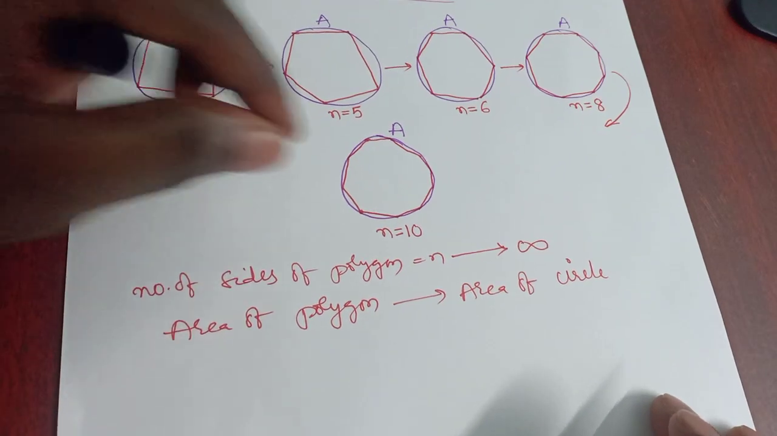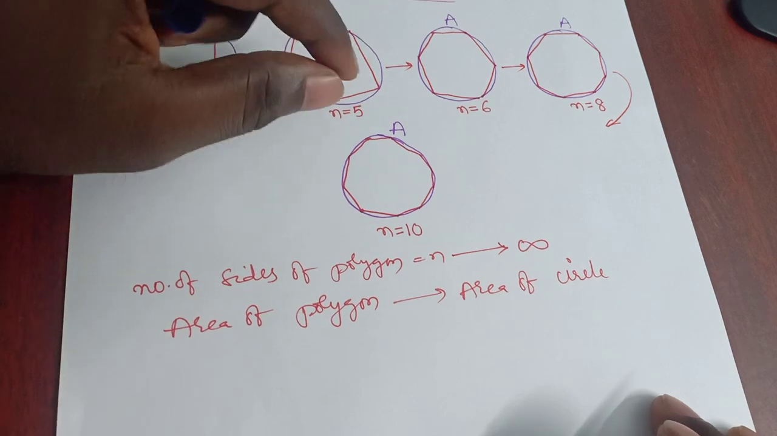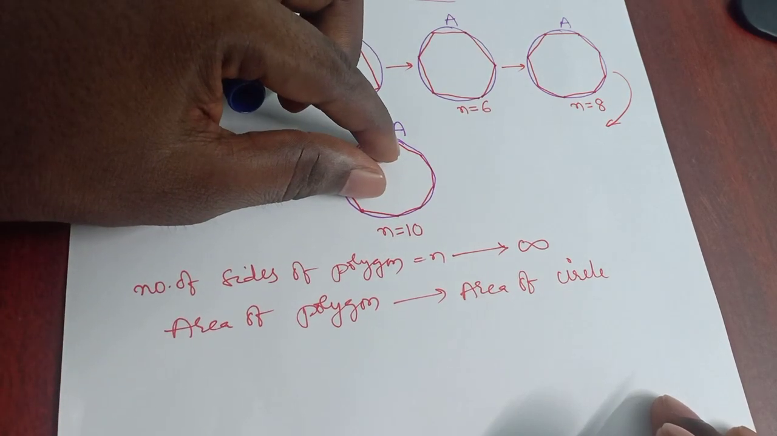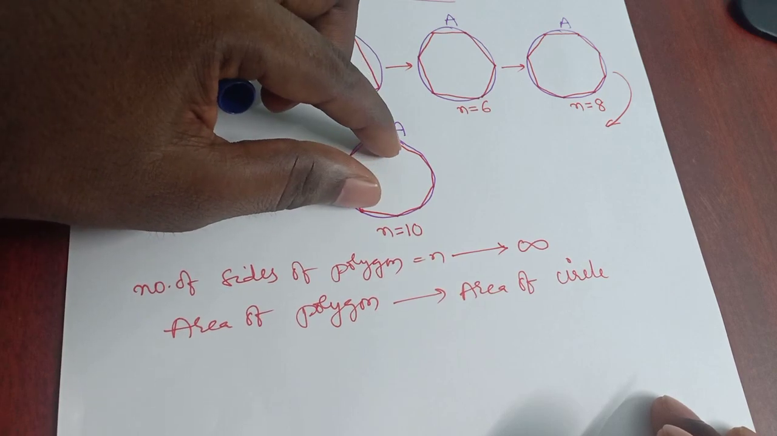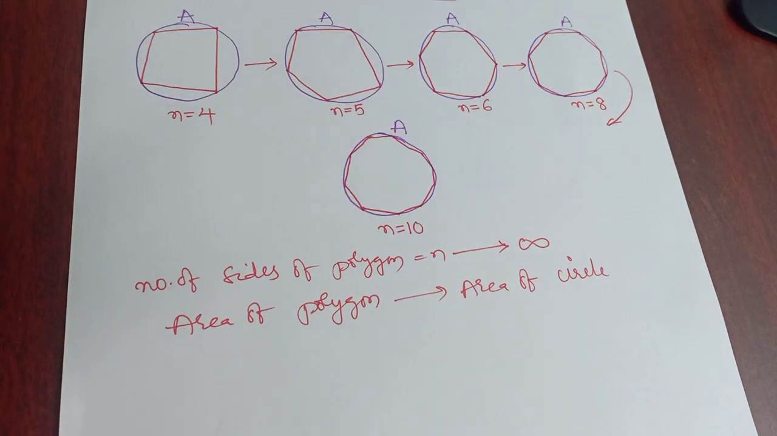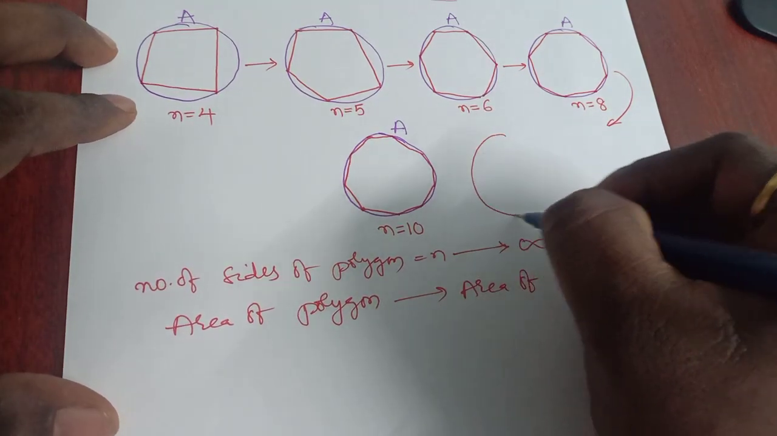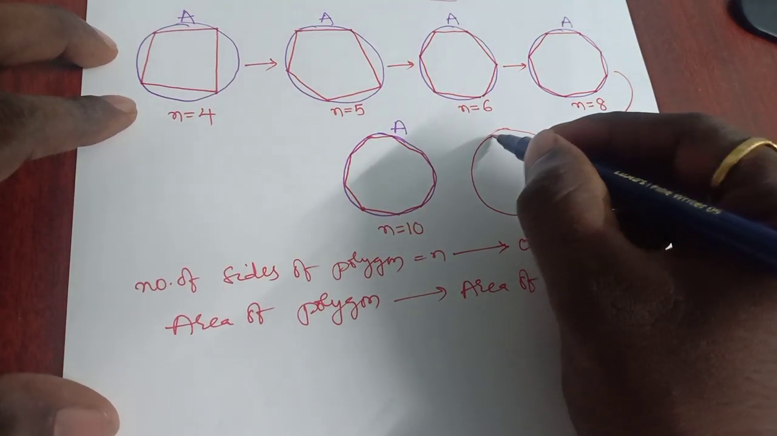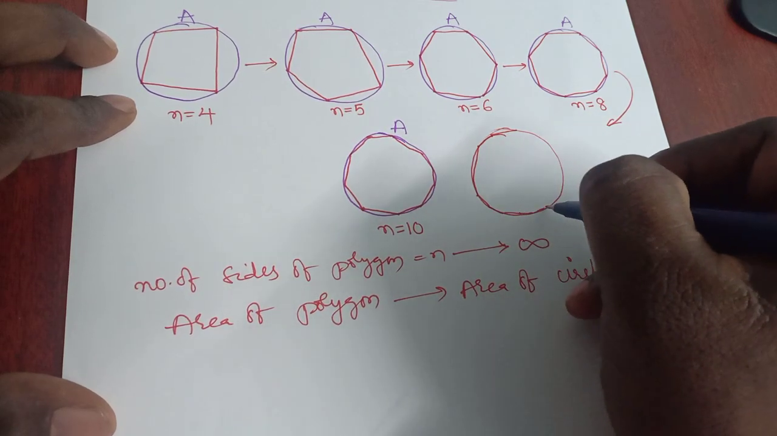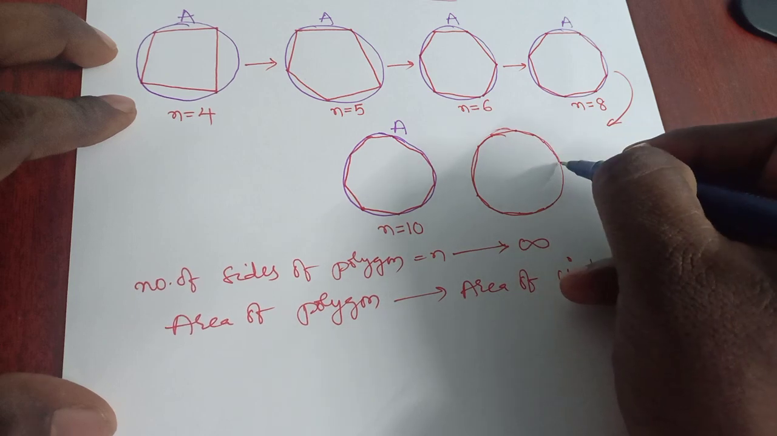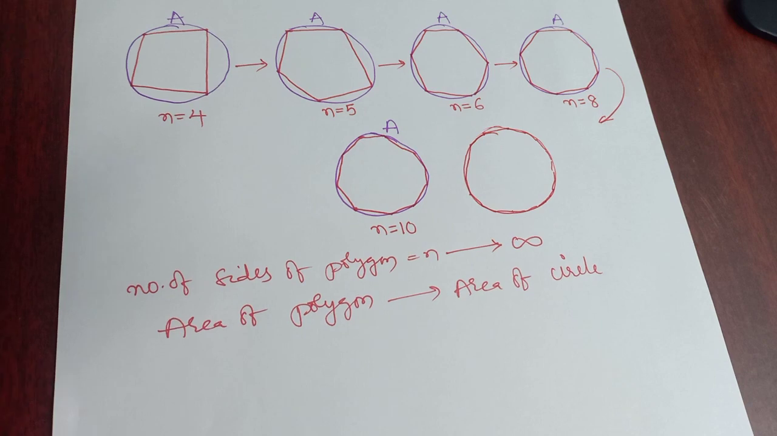See here n equal to 10. In this picture, the area of the polygon approaches, that means is very close to, A. Suppose you increase the number of sides up to 20, see what happens: 1, 2, 3, 4, 5, 6, 7, 8, 9, 10, 11, 12, 13, 14, 15, 16, 17, 18, 19, 20. So the polygon is completely merged in the circle.